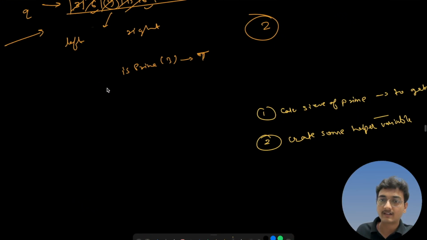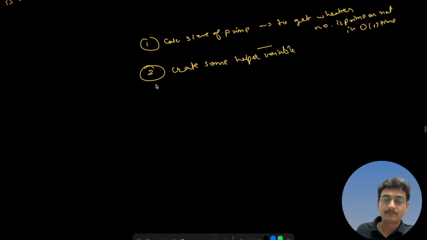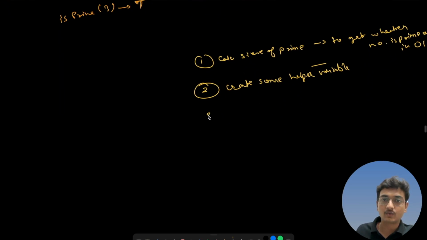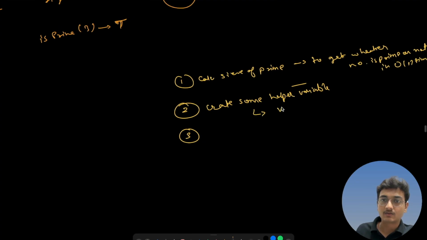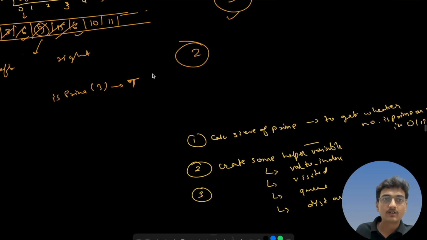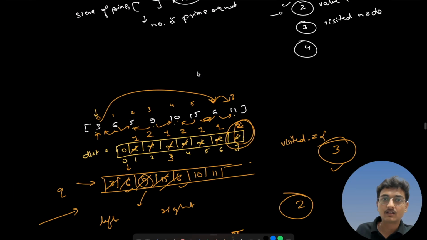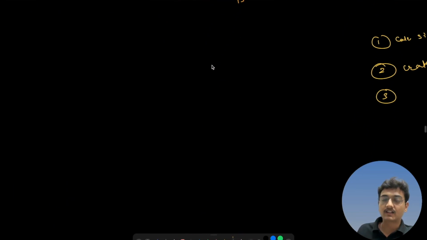Now what next do I need to do? I think I need to create a queue as well. Let me write here. So value to index. Second is visited. Third is queue. Fourth is distance array. Okay. Do I need to do anything else? I think no. Okay. Let's try to write pseudocode.